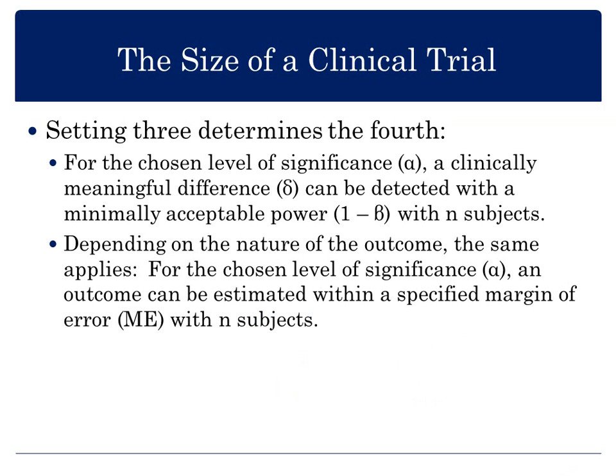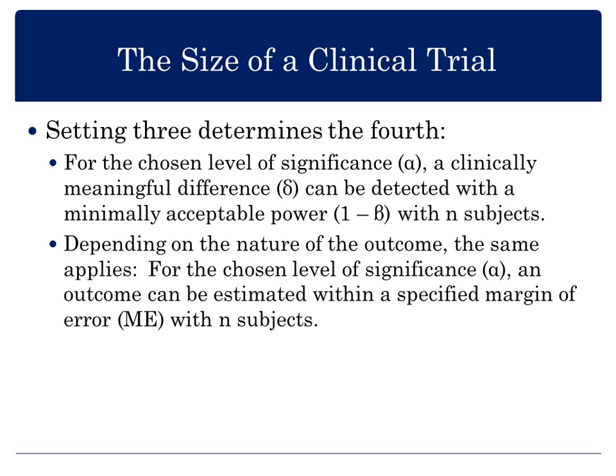If you set alpha, you set your power, and you tell the statistician what you're looking for, then they should have enough information, minus some other things that we may have to dig up, to get you an estimate of the number of subjects that would be required.